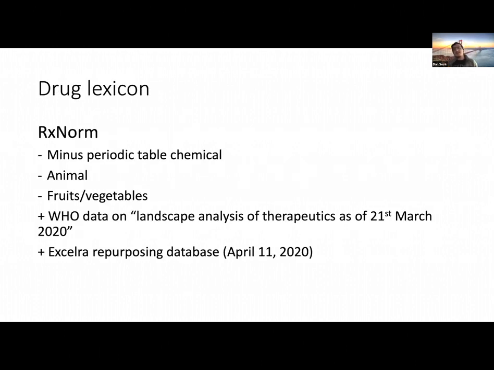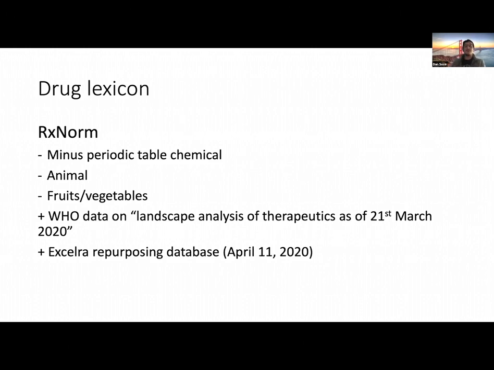So the drug lexicon that we use, this is the vocabulary of drugs, and it comes from RxNorm, which is a very standard and a pretty comprehensive set of drugs. There are a couple of noisy things about this lexicon. For example, there are periodic table chemicals, and some random animal names and fruits and vegetables. So we had to clean out some of the garbage, and that's standard bioinformatic pre-processing, part of the job.